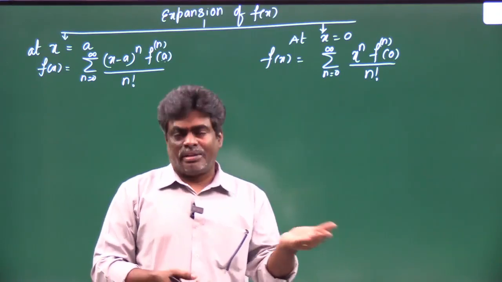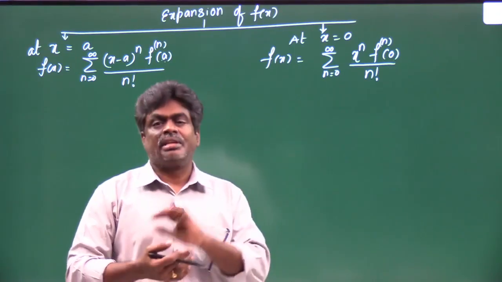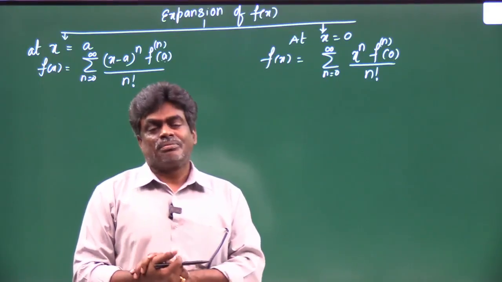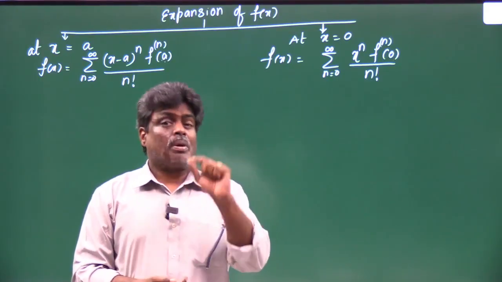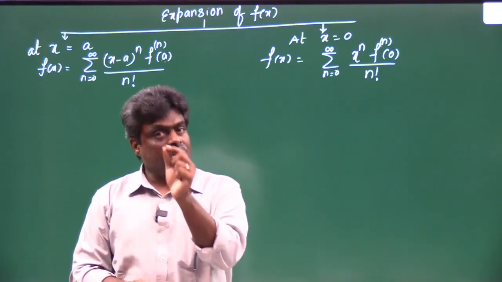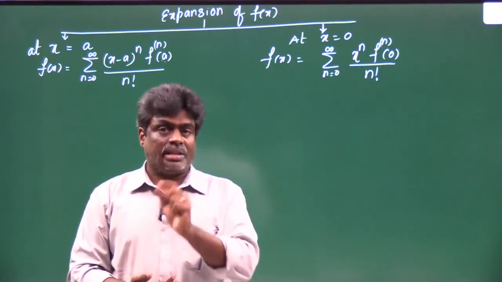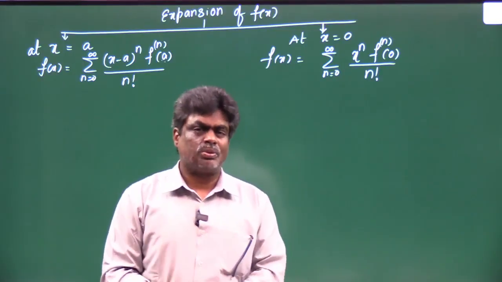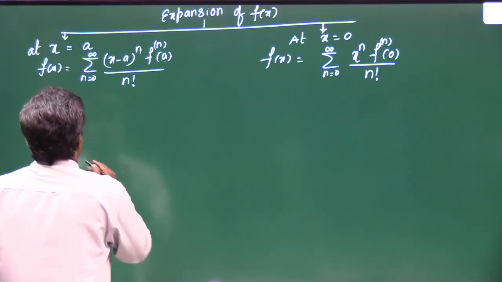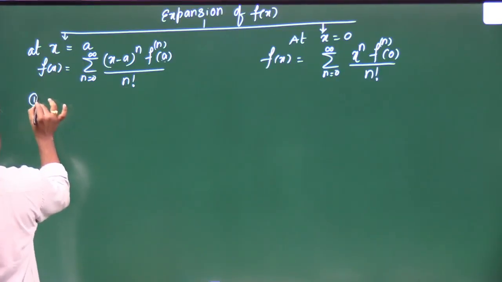If you want to find it at x equal to 0, that is a Maclaurin series, that is at the origin. That is f of x equal to the summation over n of x to the power n times the nth derivative of f at x equal to a divided by n factorial. Just simply substitute a equal to 0. Let me take a few examples.